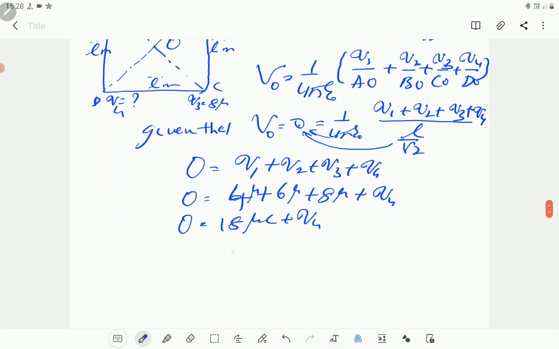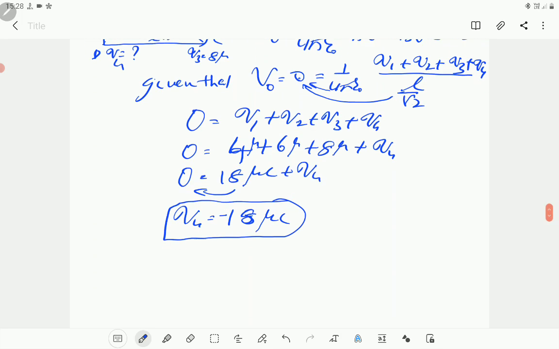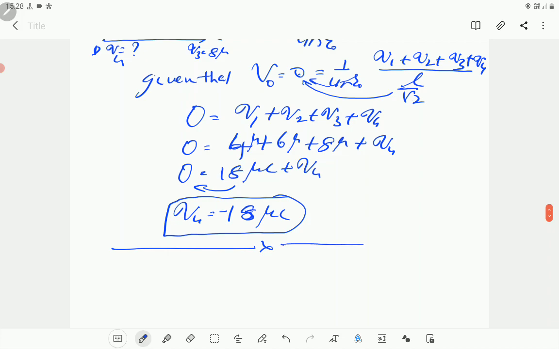You send this to left side. So mathematically it becomes negative, minus 18 microcoulomb. What's the answer? Minus 18 microcoulomb. That's it. It's very simple.